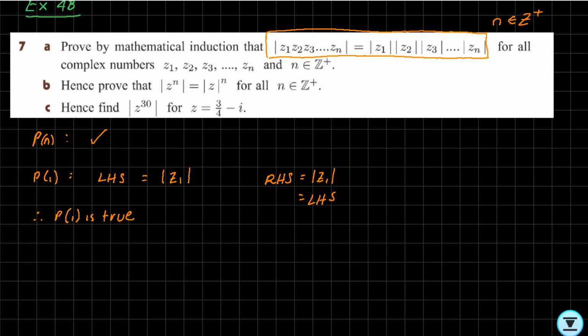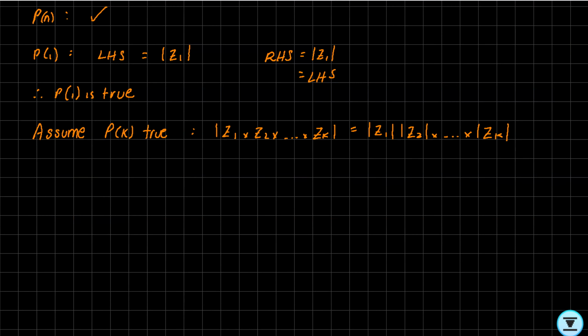Okay, what are we going to do now? Assume P(k), that's right, so nothing new there. And we want to prove P(k+1). So what are we proving? We're trying to prove that z1 times z2 ... What was the tip again? Always include your kth term.